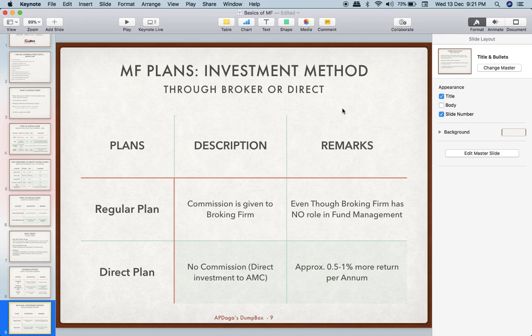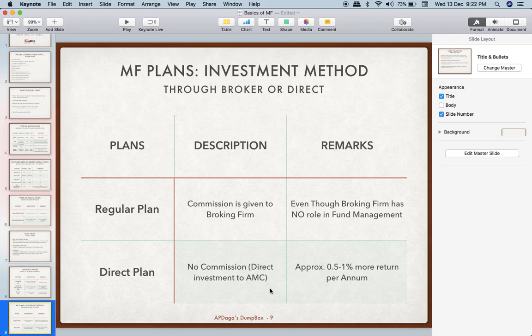As I explained earlier, your fund is managed by the fund manager and AMC. There is no role at all of your broking firm. But since you are investing into a mutual fund through them, they take some commission. So you are throwing your money to the broking firm unnecessarily. After 2013, the government allowed us to invest directly into a mutual fund with the AMC without any third party in between. So if you invest into a direct plan, you can save that commission.